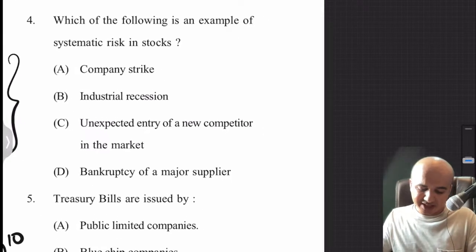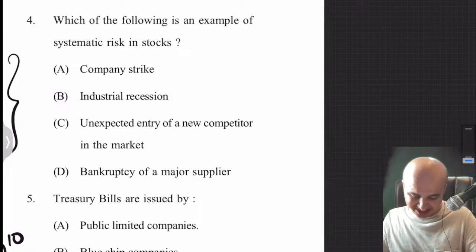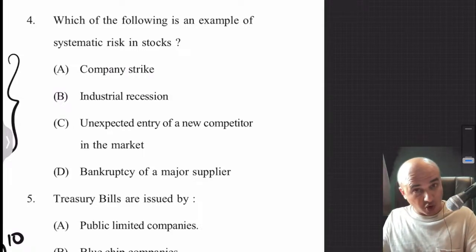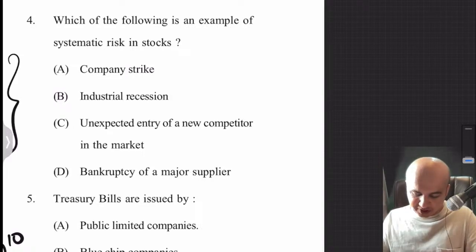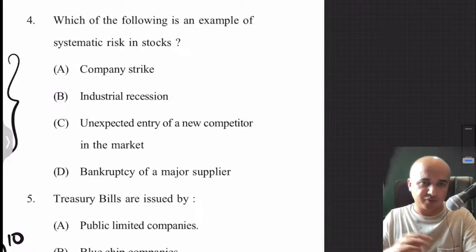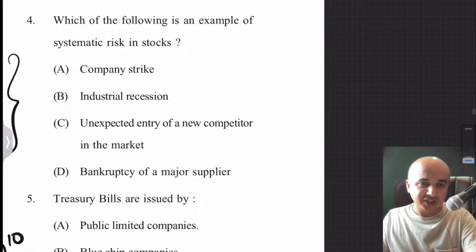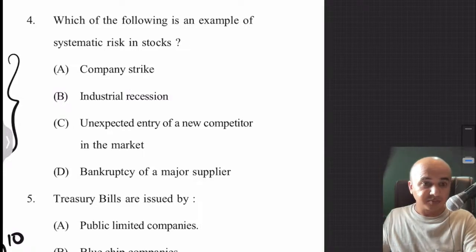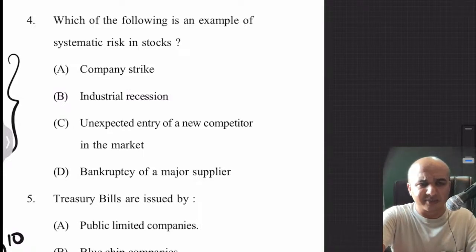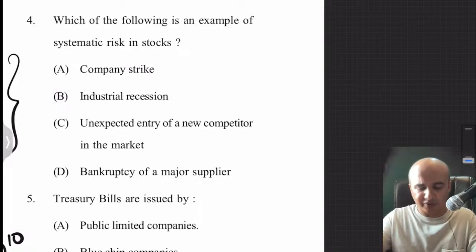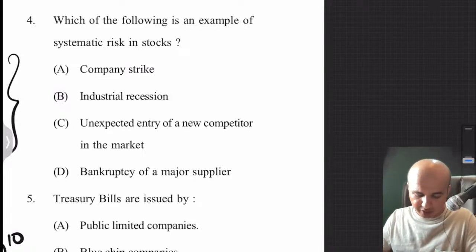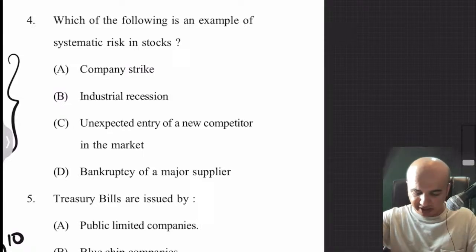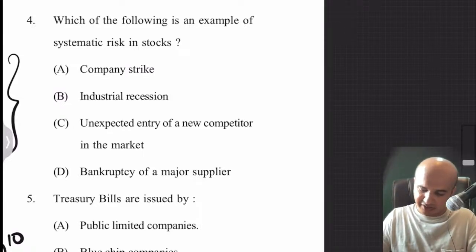Next one. Which of the following is an example of systematic risk in stocks? Company strike, industrial recession, unexpected entry of a new competitor in the market, bankruptcy of a major supplier. So we have 4 different options. The question here is about systematic and unsystematic risk, because this again is a straight lift from the study material. If you have read the study material, you can easily answer this. So the answer in this case is industrial recession. We'll see how.